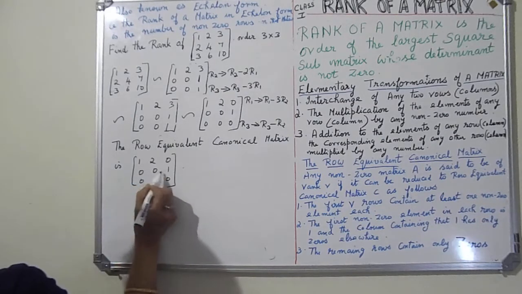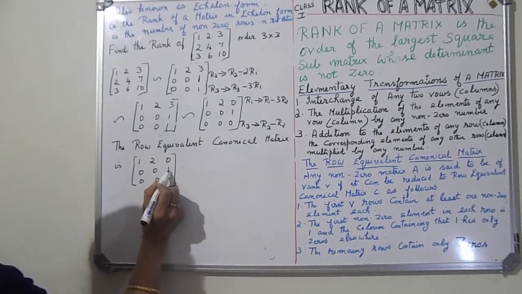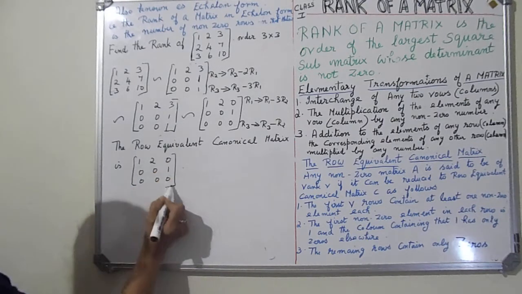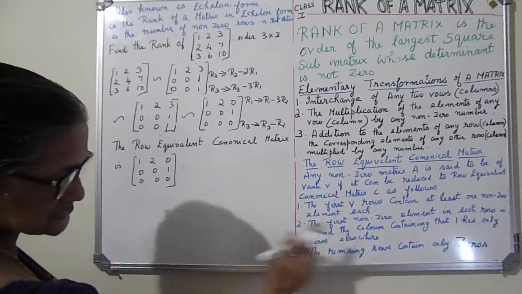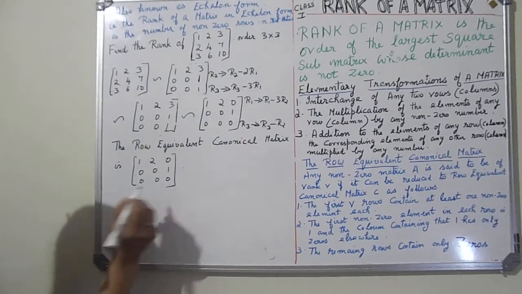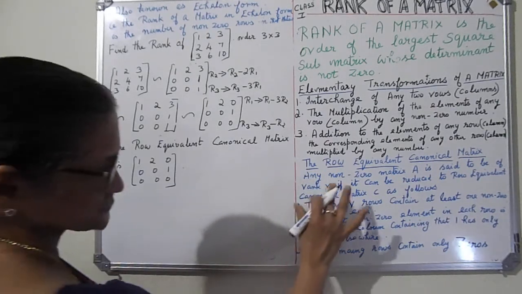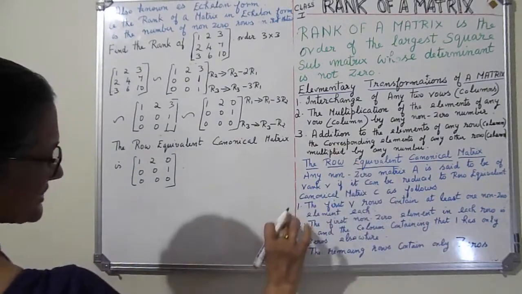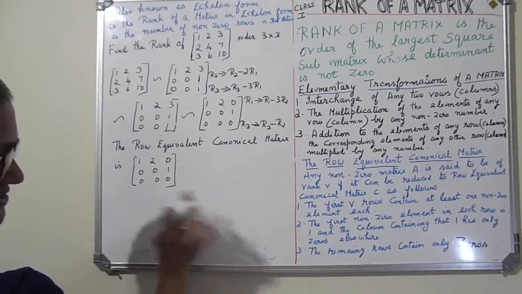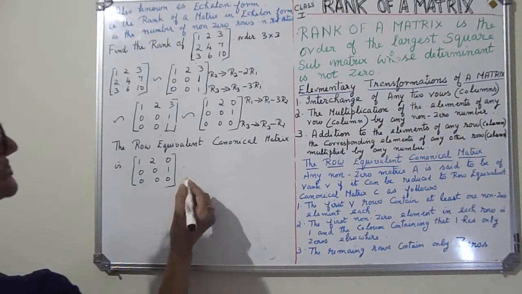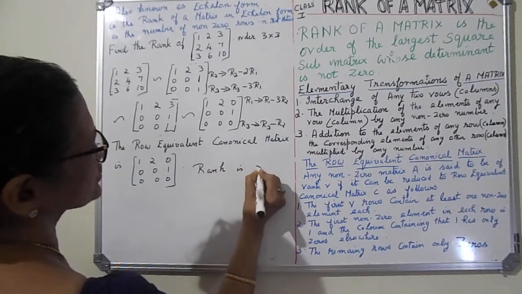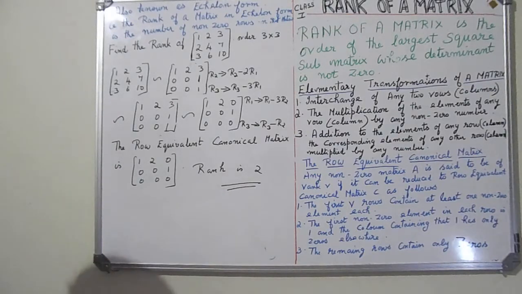Now see the next row. The first non-zero element is 1. What about the column containing 1? All the other elements are 0. Here 0, here 0. This condition is also satisfied. And the remaining rows are 0; the third row is 0. Therefore, all the conditions of the row equivalent canonical matrix are satisfied. So what is the rank of this matrix? The rank of this matrix is 2.